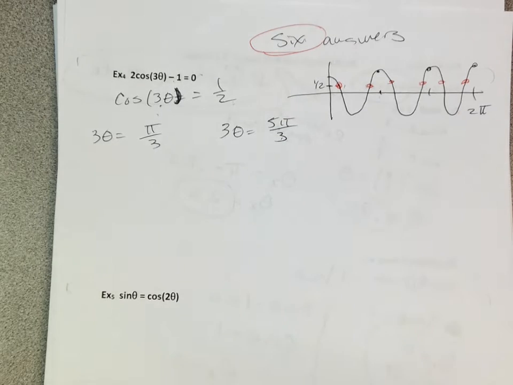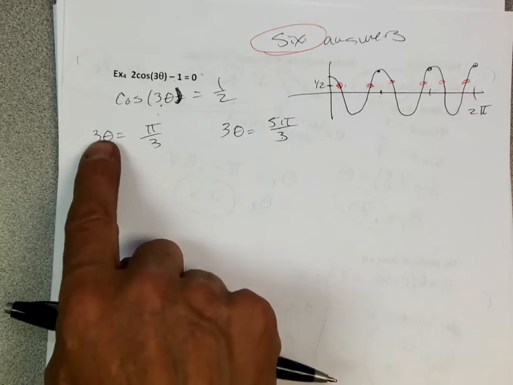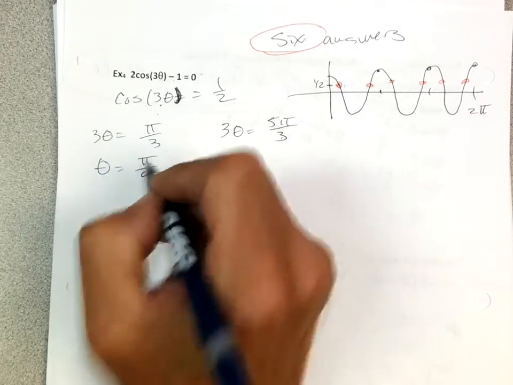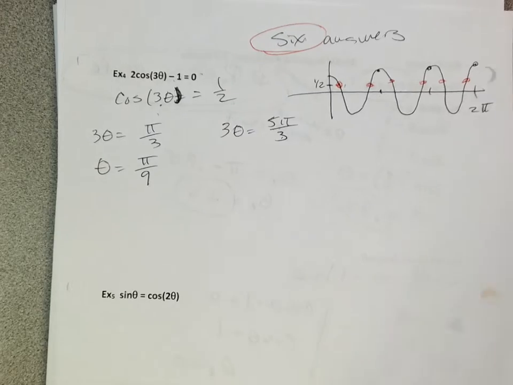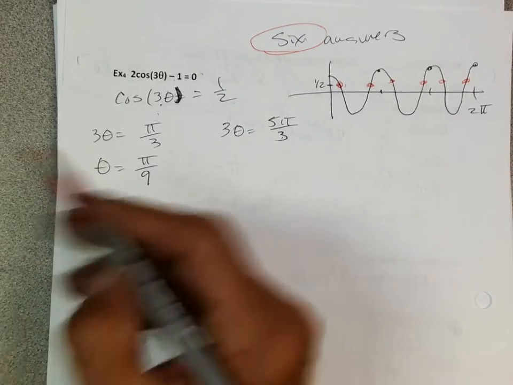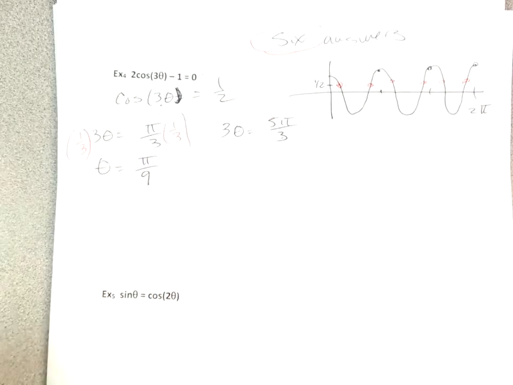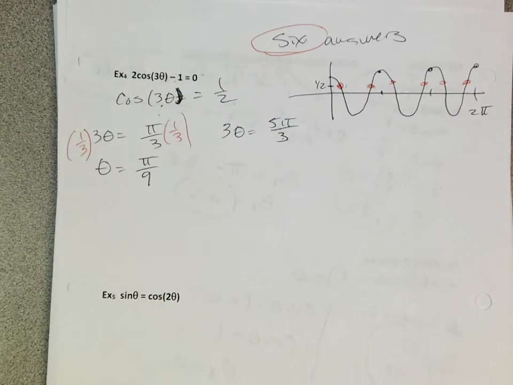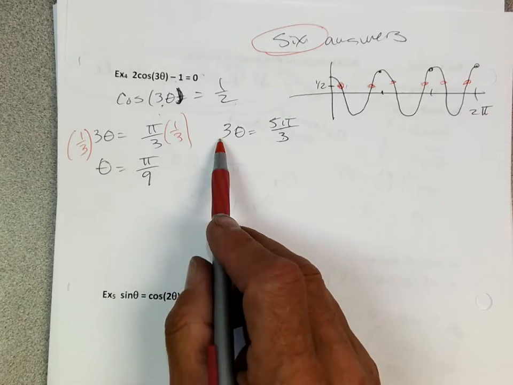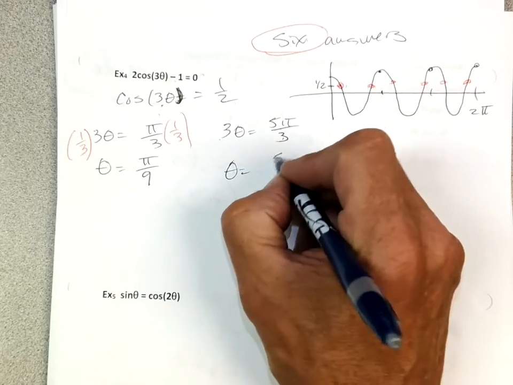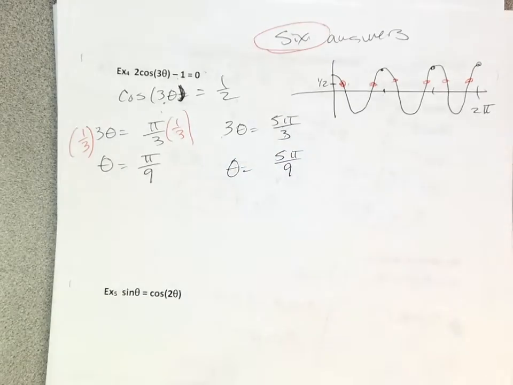Okay. Now, we haven't solved for theta, so we just have to solve for theta. So I'm going to divide by 3, and this is going to be pi ninths, right? If you get a little confused on how to solve, one way you could always do it is multiply by 1/3. Is that an easier way to see why it's ninths? Same thing here, you can multiply. So you divide by 3 and you get theta equals 5 pi ninths, okay?